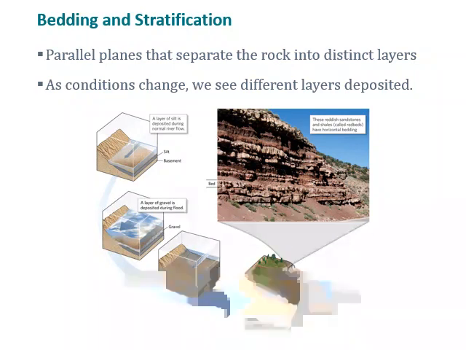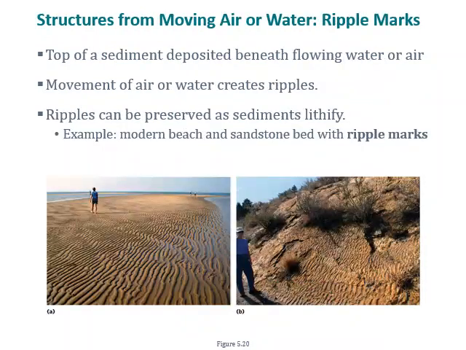Ripple marks are examples of structures from moving air or water. So as sediment is deposited, the air flowing or water flowing above it creates some ripples, and these can be preserved as sediments lithify. So the ripples that you see on the beach in figure A that are created from the back and forth movement of wave water in the ocean can be preserved in the rocks as well, shown in figure B, if the area is buried very quickly.